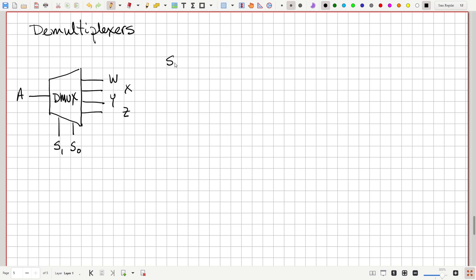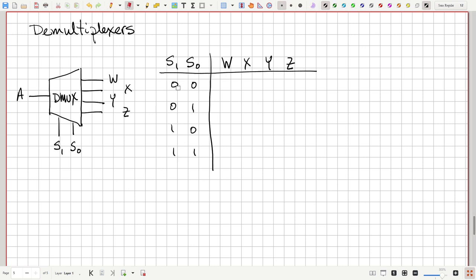Well, let's write a truth table in terms of the selection signals. We've got S1, S0, and we've got 4 outputs. Okay. So we're going to have W, X, Y, and Z. So here are our inputs 0, 0, 0, 1, 1, 0, and 1, 1. All the possibilities. And let's assume then that for the first row here, we want W to get the value of A, and then X, Y, and Z are all 0. For the next row, we want X to get the value of A. All the other rows are 0. Third row, we want Y, and fourth row, we want A to go to Z. Okay, so this would be our truth table.